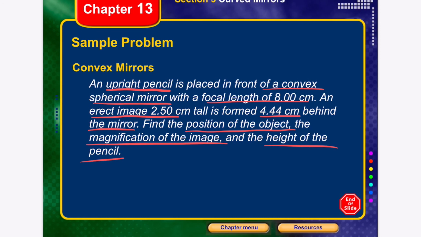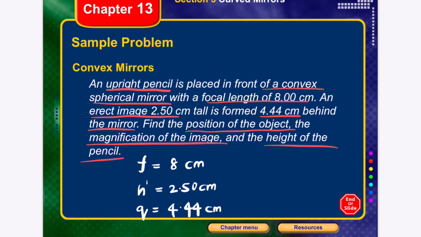Now let's try and decode the data that they have given first. The first thing given is the focal length, which is 8 centimeters. Next, they have given the height of the image, which is 2.50 centimeters. And next, they have given you the distance of the image from the mirror, so the Q value is 4.44 centimeters. They're asking you to find the position, which means the P value. They're asking you for the magnification. They're asking you for the height of the object. So now let's use this data.